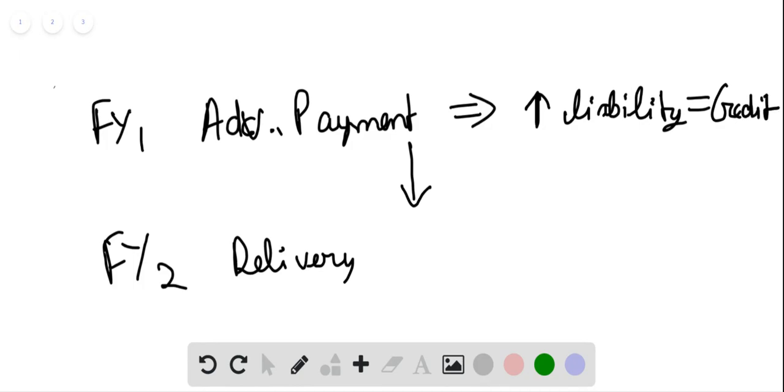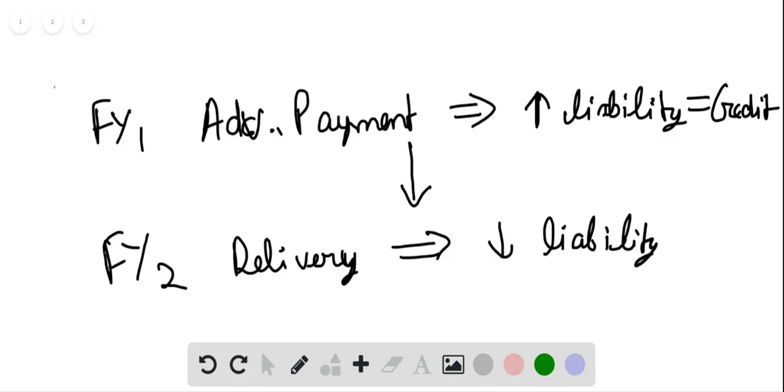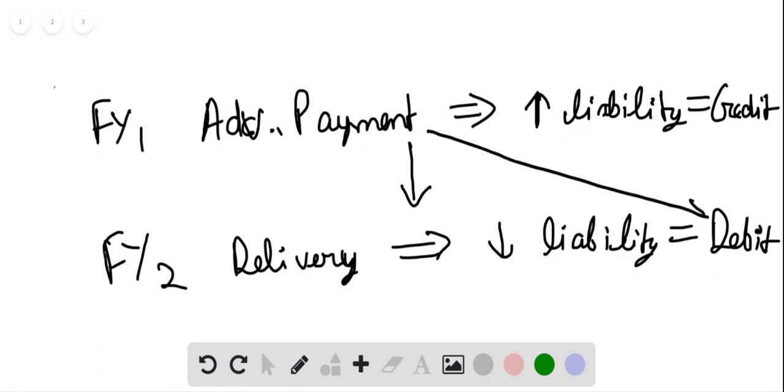Now in case of delivery, there will be a reduction in liability. Why? Because what we have as a liability is delivery of goods and services to the customer, Mr. B. Now we will give a corresponding debit to the same account, the advance payment account. First of all, it will get a credit, then it will get a debit with the same amount.